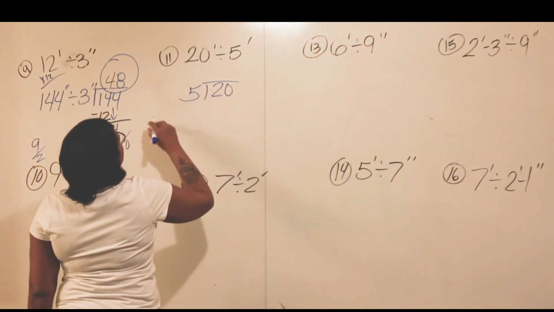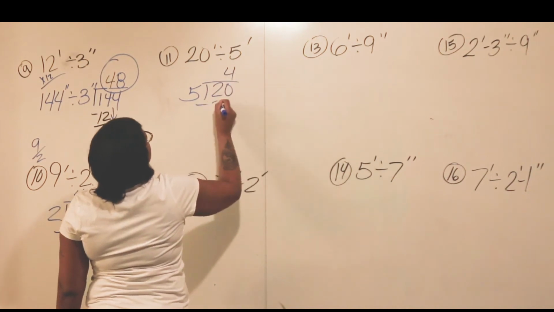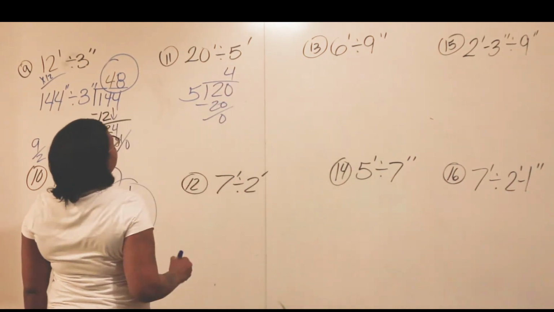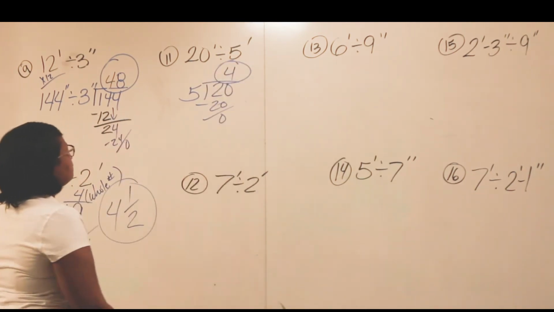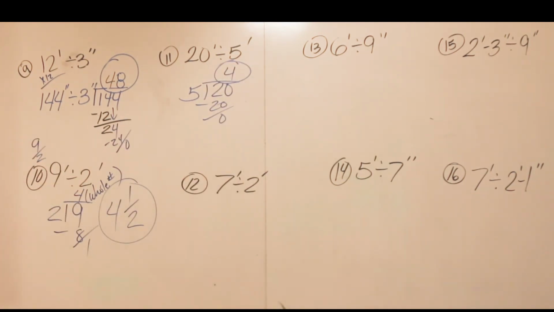How many times can 5 go into 20? 4 times. Final answer would be? 4. Final answer is 4. All right, just flat out 4. Not 4 inches, not 4 feet, 4. A measurement divided by a measurement is a number.